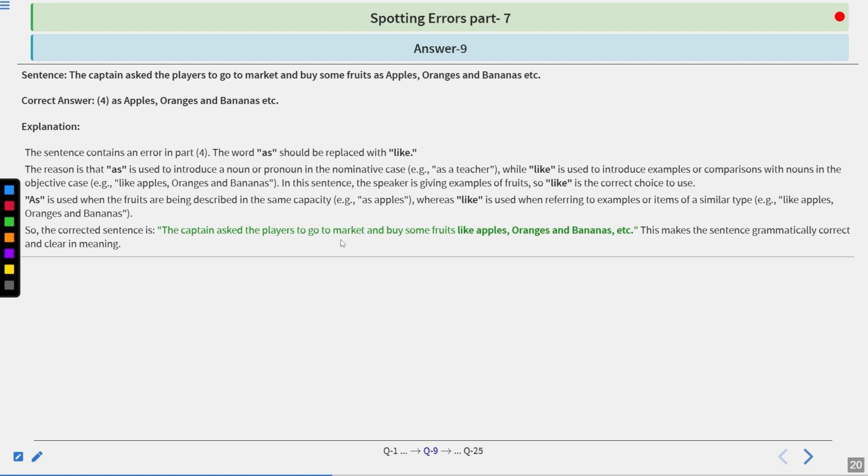In this sentence, the speaker is giving examples of fruits. So "like" is the correct choice to use. "As" is used when the fruits are being described in the same capacity, for example, "as apples", whereas "like" is used when referring to examples or items of a similar type, like apples, oranges, and bananas. So the correct sentence is: The captain asked the players to go to the market and buy some fruits like apples, oranges, and bananas, etc. This makes the sentence grammatically correct and clear in meaning.